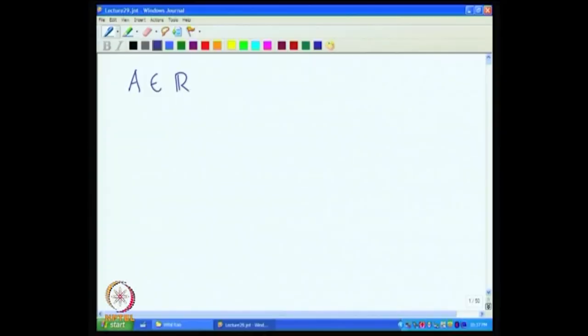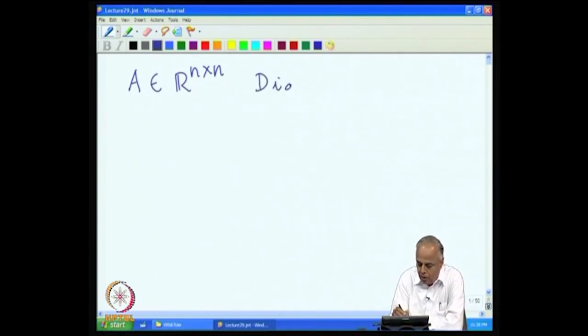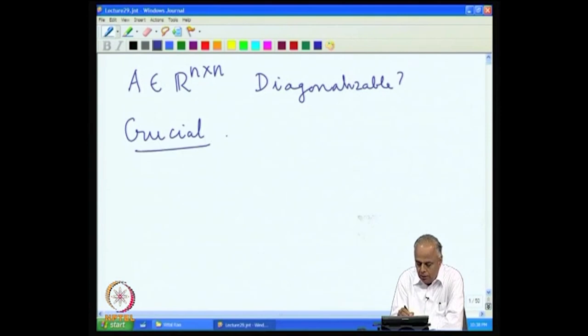We have been looking at the notion of diagonalizability of a matrix A in R n cross n. That is, we have looked at a matrix A which is n by n and all its entries are real. We are looking at the notion of the diagonalizability of that matrix. We found the crucial thing for answering this question is the notion of eigen pairs.